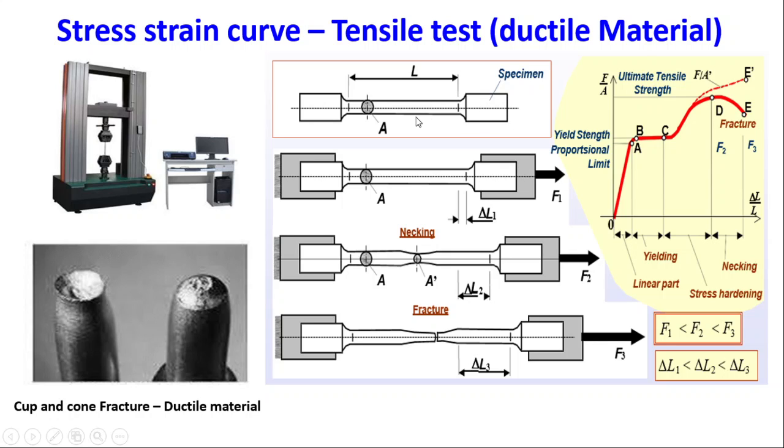Today we are going to use mild steel, and this is the stress strain diagram for a ductile material. One end is fixed in the upper jaw and another end is fixed in the lower jaw. When we start loading, that is when we apply a load of F1, you have a small increase in strain. The x-axis represents the strain and the y-axis represents the stress, force divided by area.